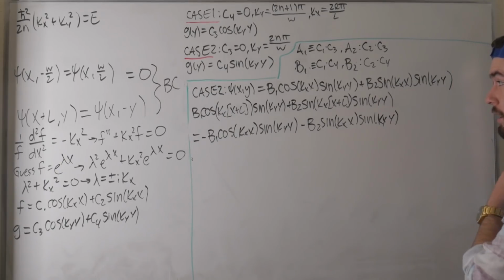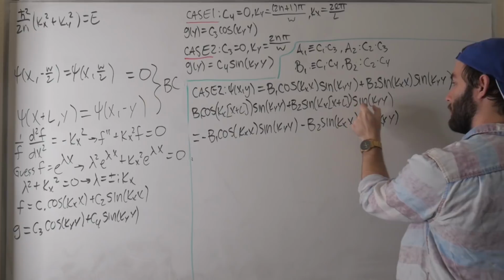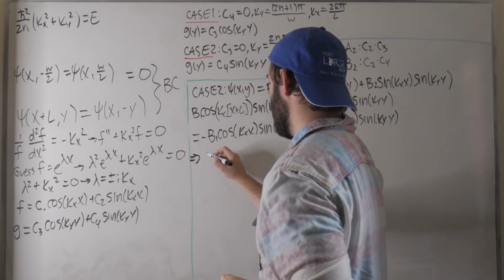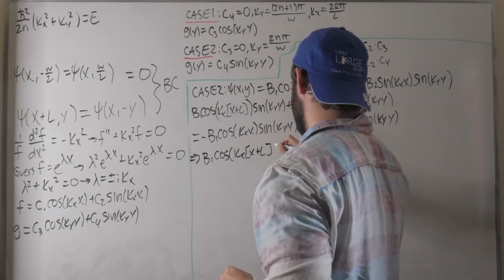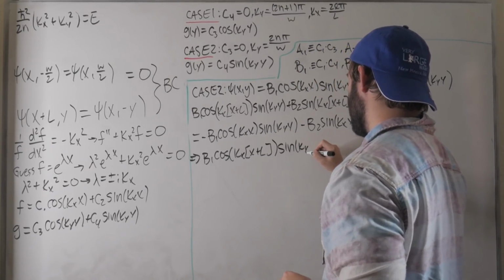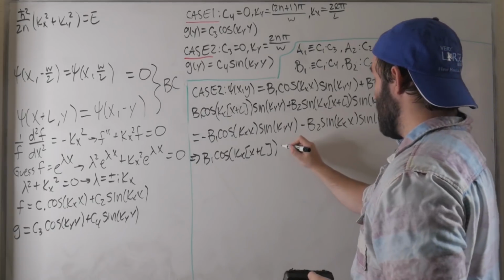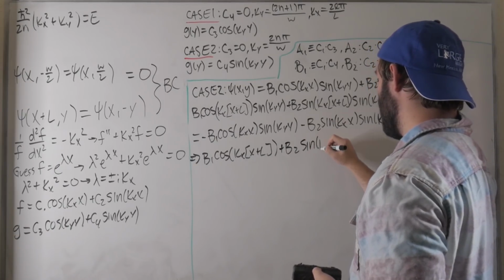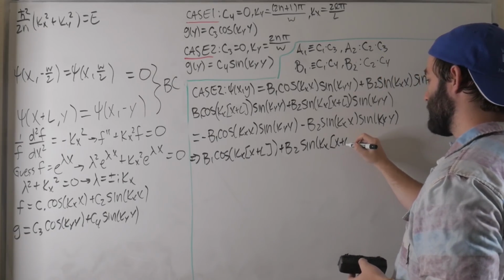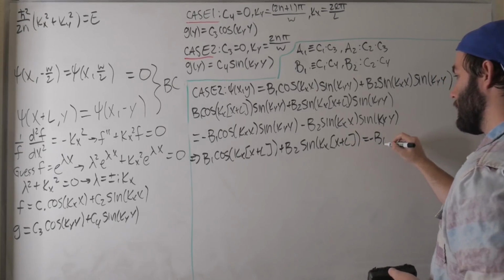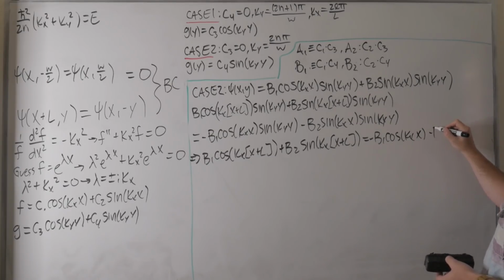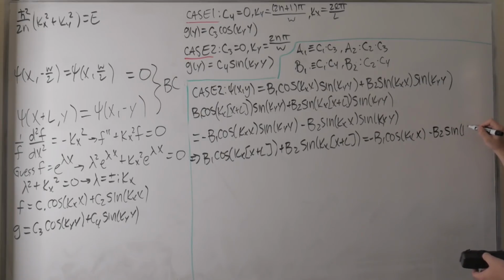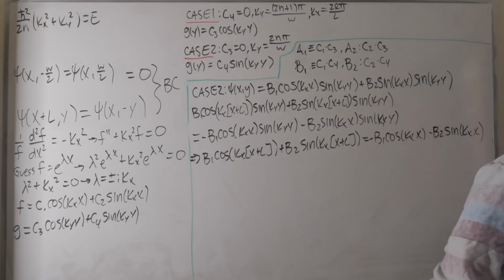Times y. And again, just like last time, the y terms cancel because they're on each of these, and this simplifies a little bit to B1 cosine kx (x + L) plus B2 sine kx (x + L) is equal to minus B1 cosine kxx minus B2 sine kxx. Fantastic. Anything clear here? No, so now we're running into the same thing.